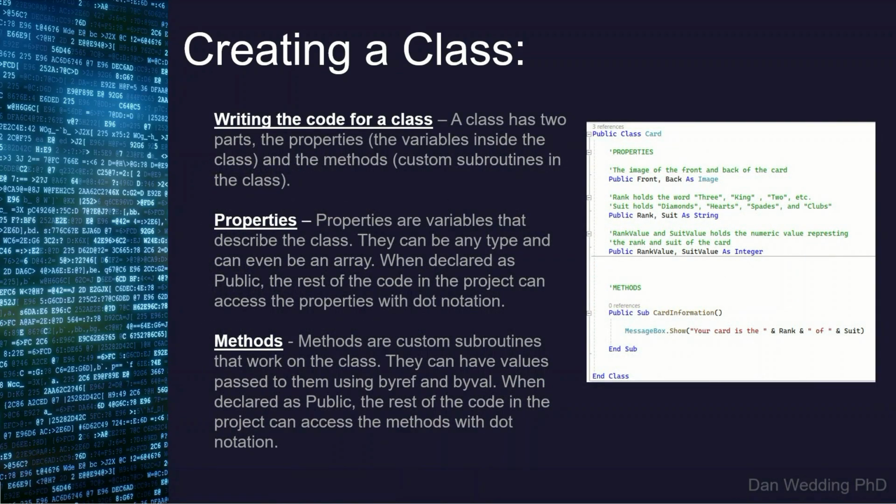A class has two parts, the properties and the methods. Properties are the variables that describe the class. They can be any type and can even be an array. When declared as public, the rest of the code in the project can access the properties with dot notation. Methods are custom subroutines that work on the class. They can have values passed to them using by-ref and by-val. When declared as public, the rest of the code in the project can access the methods with dot notation.